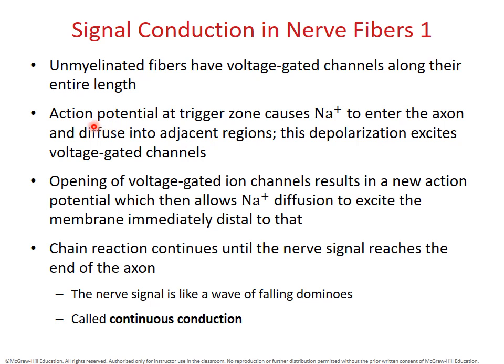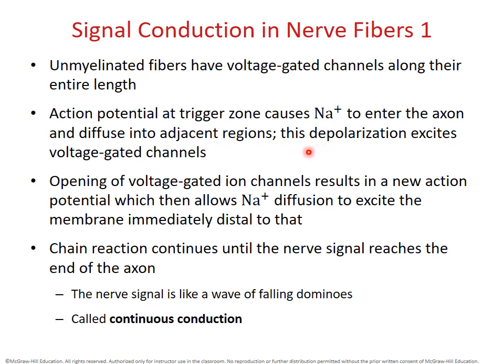So remember, we don't get action potentials until the trigger zone, beginning with the axon hillock, because that's where the voltage-gated channels begin. And so when we get the first action potential at the trigger zone, of course, sodium enters the cell, and as we've repeatedly discussed, that sodium starts to diffuse, and it diffuses in all directions. It diffuses back toward the cell body, and it diffuses in the forward direction down the axon.